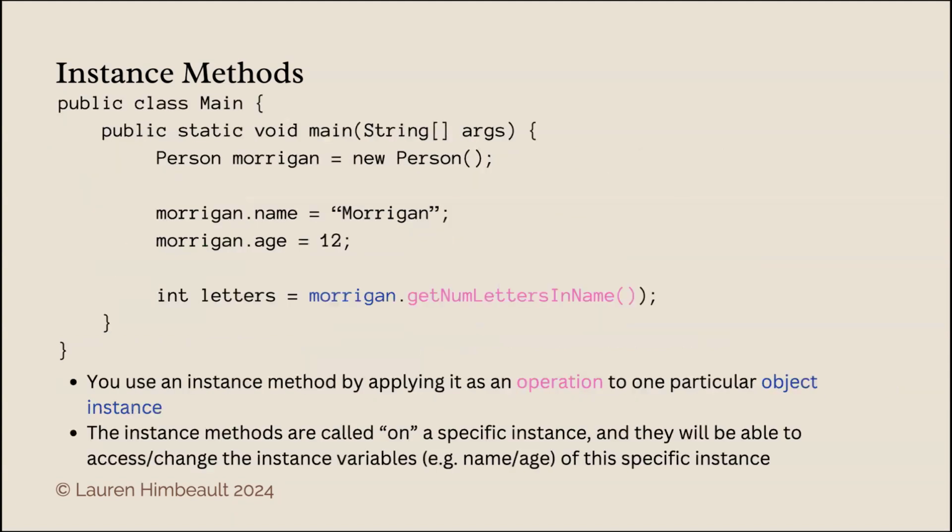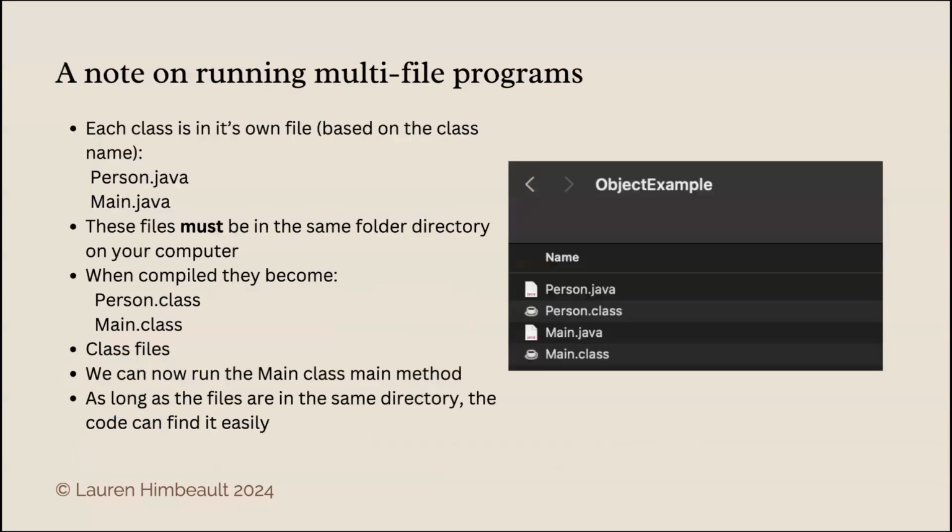Here we can see that this instance method is being applied as an operation to a particular object, just like strings, just like haveBirthday. This instance method is returning a value, it's returning an int. And so here we can see us storing that value into a variable in the main method. The instance methods are being called on a specific instance, and so they have access to that instance's instance variables. That was a tricky sentence.